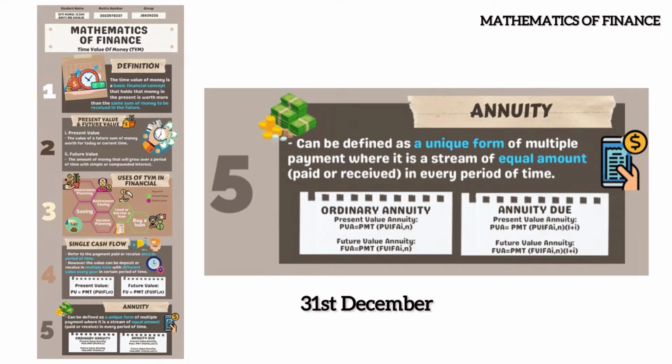Next, annuity due. Annuity due is the payment made at the beginning of the period, for example, 1st January. There are two formulas for annuity due, for present value annuity and for future value annuity. For present value annuity, the formula is PVA equal to PMT times PVIFA interest times period of time, bracket 1 plus interest bracket. Next, for future value annuity in annuity due, the formula is FVA equal to PMT times FVIFA interest times period of time, bracket 1 plus interest bracket.